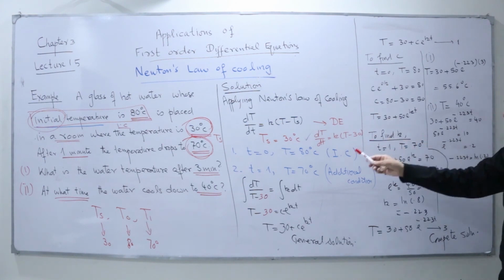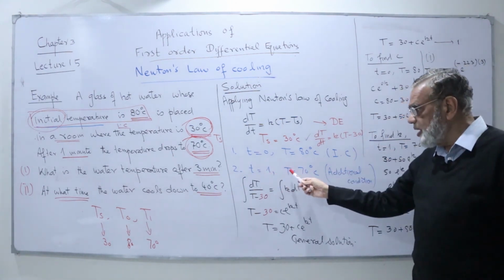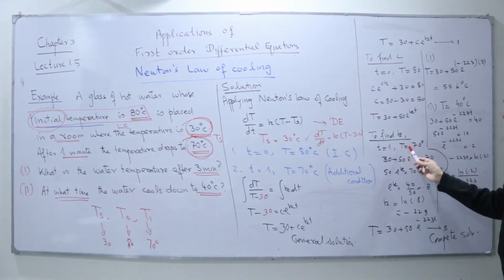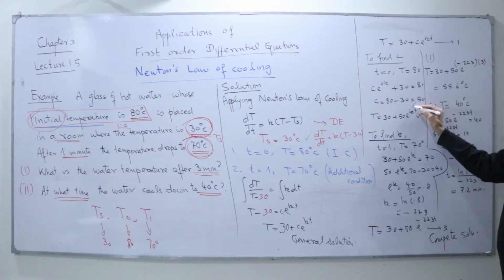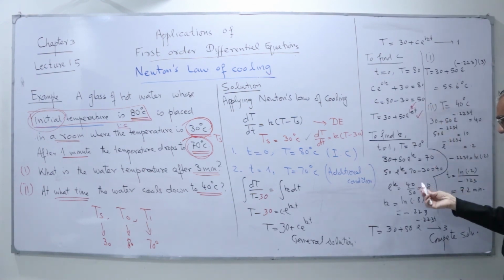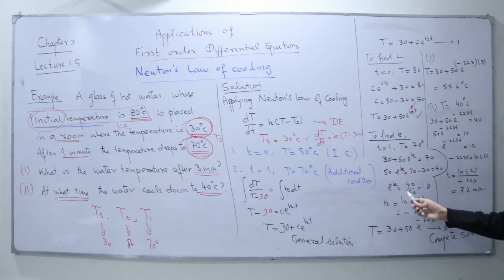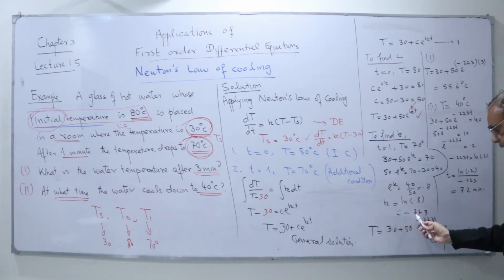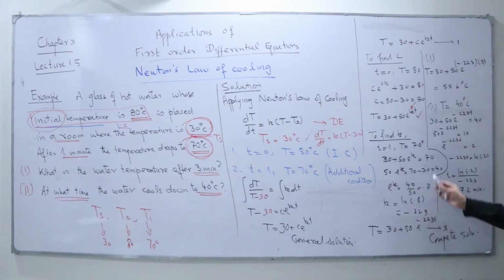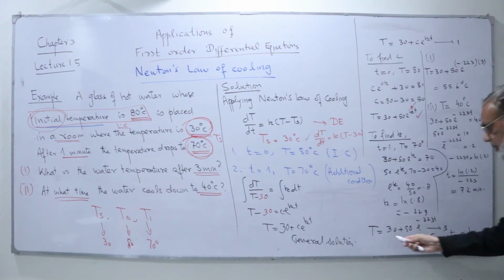Then to find k, we use the additional condition: t equal to 1, the temperature is 70. We substitute in this equation because we want to find k. So 30 plus 50 e to the power k is 70. Take 30 to the other side, we get 40. Divide by 50, we get 40 over 50, which is 0.8. Take ln of both sides. k is equal to ln of 0.8, and ln of 0.8 is minus 0.223. Substituting the value of k, we get T is equal to 30 plus 50 e to the power minus 0.223t. This is my complete solution.